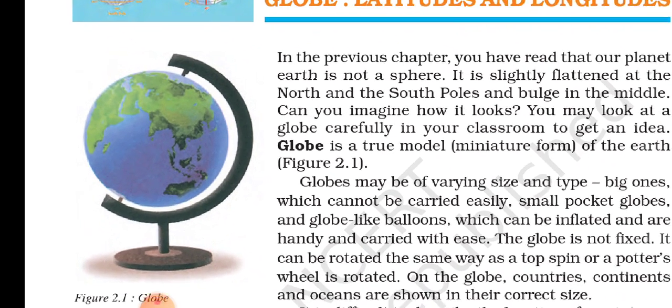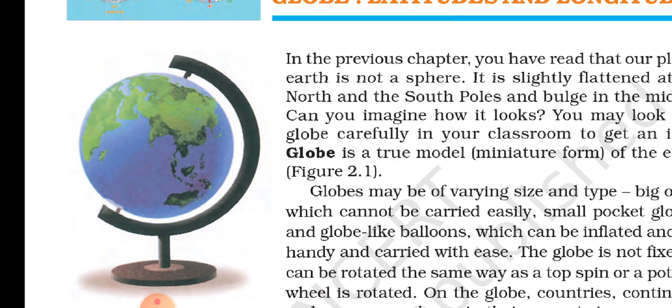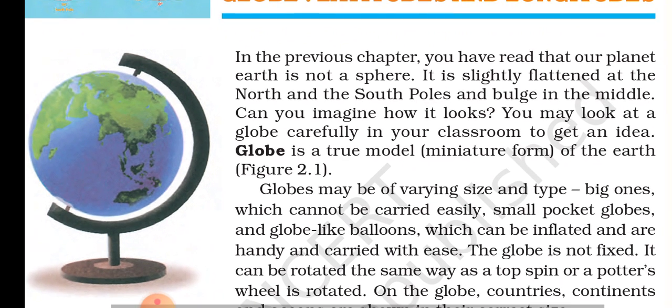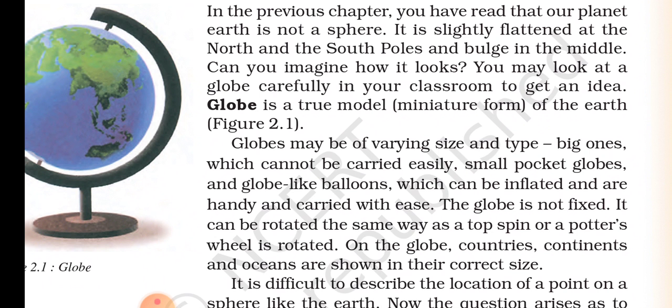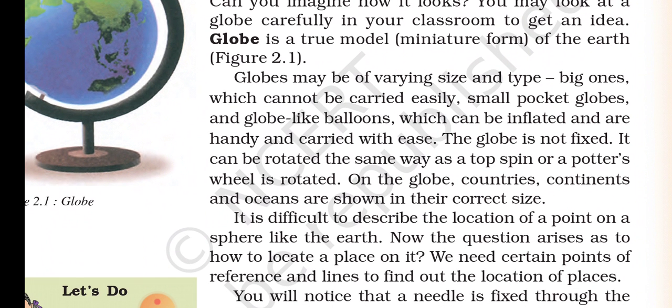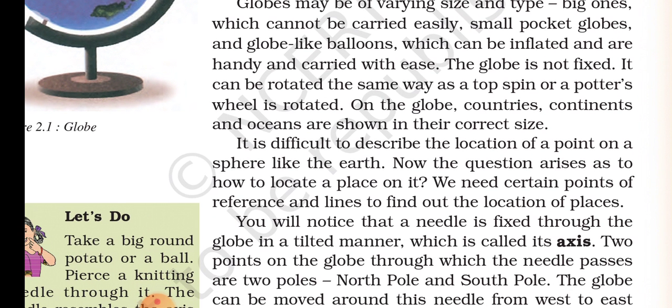Look at the image. You can see the globe here. Globes may vary in size and type: big ones which cannot be carried easily, small pocket globes, and globes like balloons which can be inflated and are handy to carry. The globe is not fixed. It can be rotated the same way as a top spin or a potter's wheel is rotated. On the globe, countries, continents and oceans are shown in their correct size.